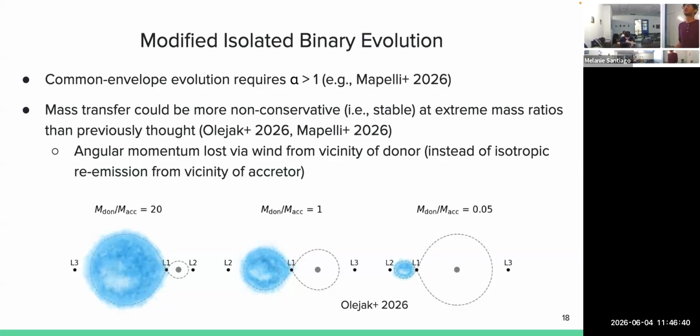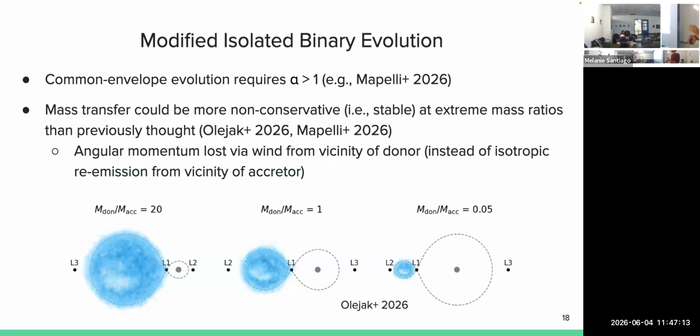And the way you do it is by having mass transfer be a lot more non-conservative than previously thought. Conservative mass transfer means mass is retained, non-conservative means mass is not retained. And if you want to get into the details of the physics, or if anybody here knows about angular momentum loss prescriptions and binary mass transfer: angular momentum is normally thought of as being lost via isotropic re-emission from the vicinity of the accretor. But the modification here is that it's being lost via wind from the vicinity of the donor.